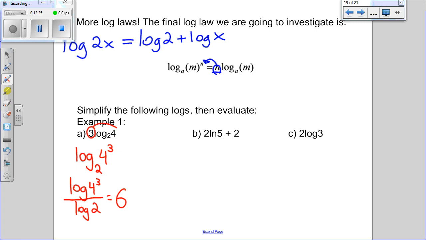Okay, so the next one. We do the same thing. We want to calculate this. The 2 becomes the exponent on the argument, giving ln 5 squared. The plus 2 cannot be combined.